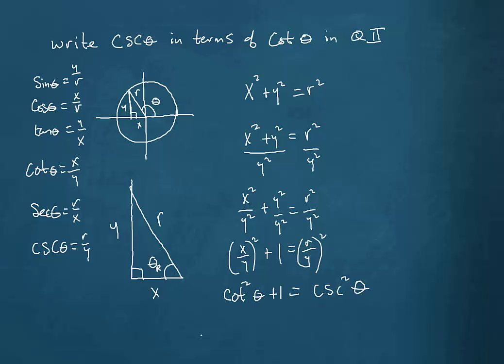If we were to take the square root of both sides, we would find that the cosecant of theta is equal to plus or minus the square root of the cotangent squared of theta plus 1. Now the question is, which do we want, the positive or the negative? Well, in the second quadrant, what we have to keep in mind is that the cosecant is going to be positive. R and y are both positive in the second quadrant. So we should write this then as the cosecant of theta is equal to the square root of the cotangent squared of theta plus 1.